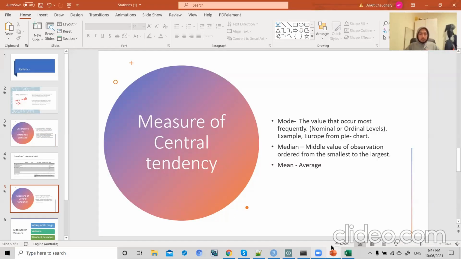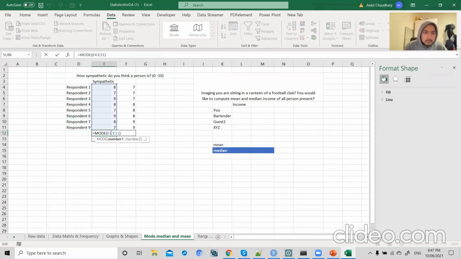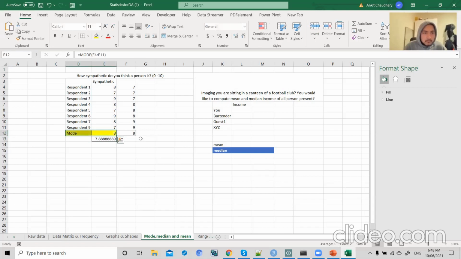Here, if we want to determine how sympathetic a person is, and we give a scale between 0 to 10, with respondents 1 to 10, we have a mode function in Excel. Mode is the highest occurring digit, which is 8. The average function will give you the mean, and the median function will give you the median. This is your mode, and this is your median.